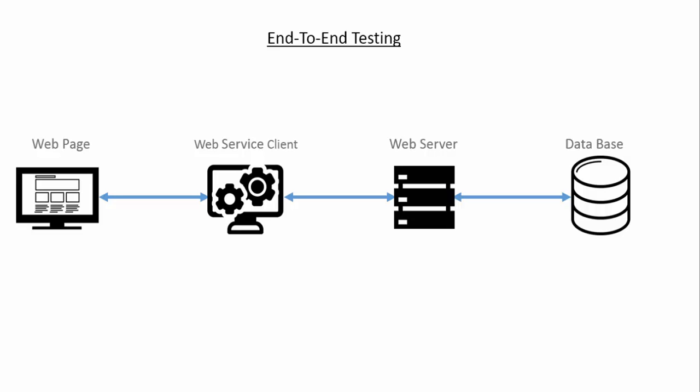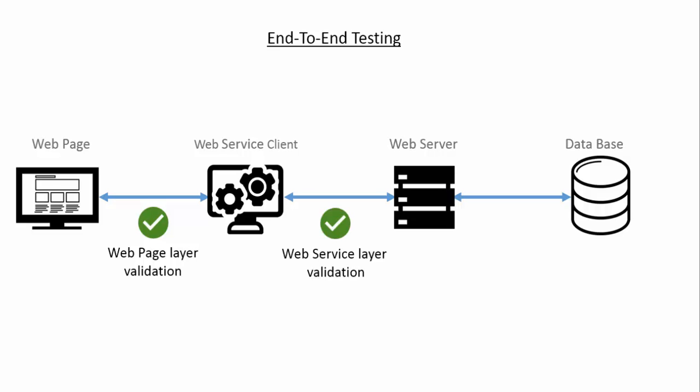So now let's go over how end-to-end testing could make sure this entire system is working well together. First, you would make sure that the web page is working correctly by testing that layer and making sure what's seen on the web page is correct and what is expected. You would also make sure that the web service client is communicating with the web server, and you would also want to validate that the web server is communicating with the database correctly and the response is as expected.